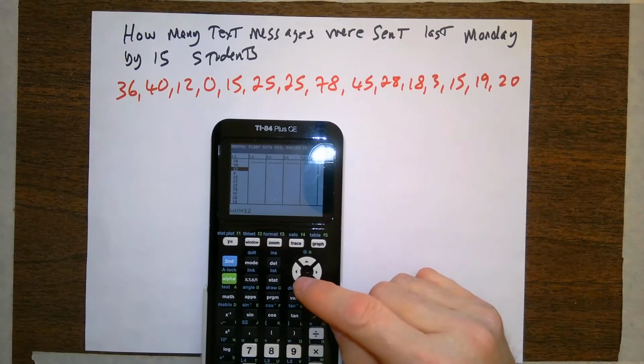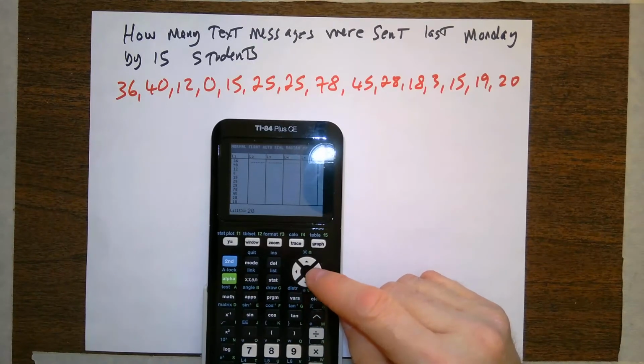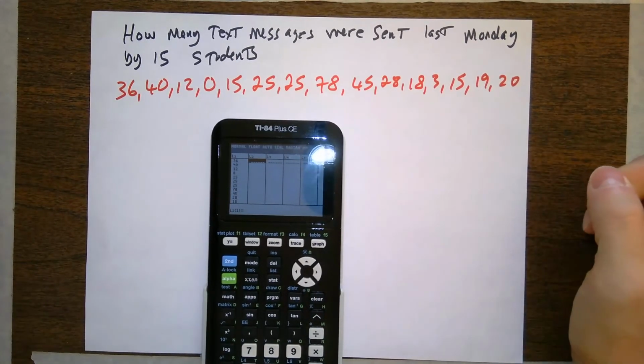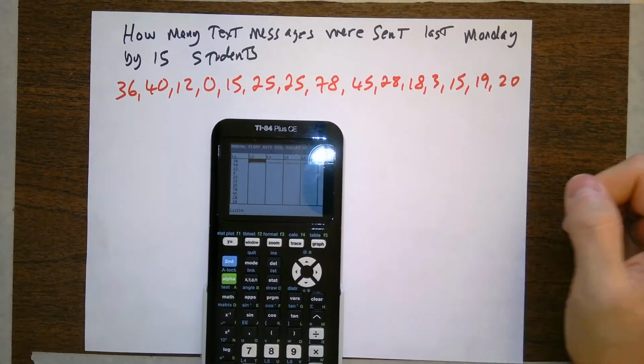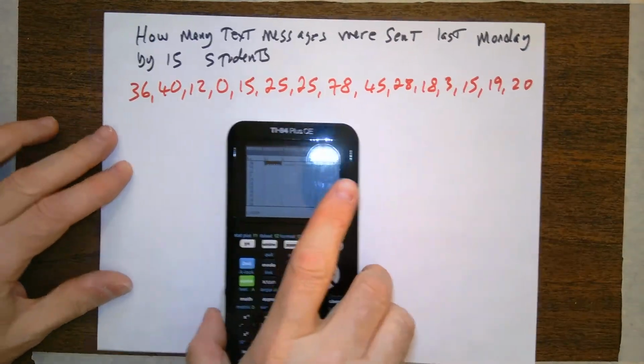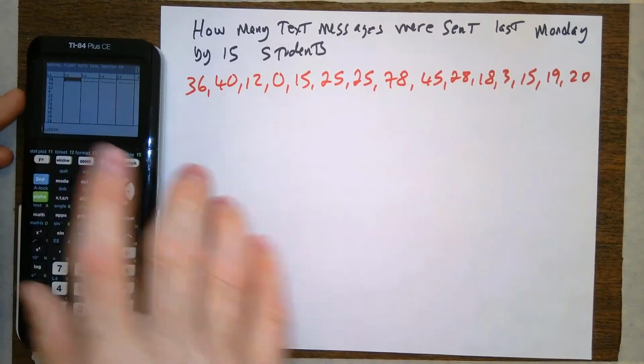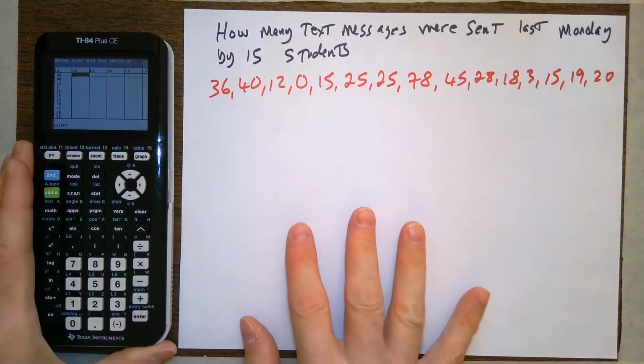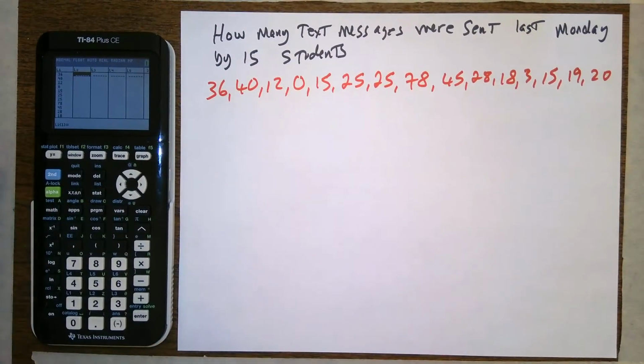So let me see. 36, 40, and 12, and 0, 15, those two 25s, 78, 45, 28, 18, 3, 15, 19, and 20. And really, this is the hardest part of the problem. Make sure you've got all the data that's in there and everything's in there correctly. All right, so once all the data is in there, the calculator is now going to do all of the work for us.